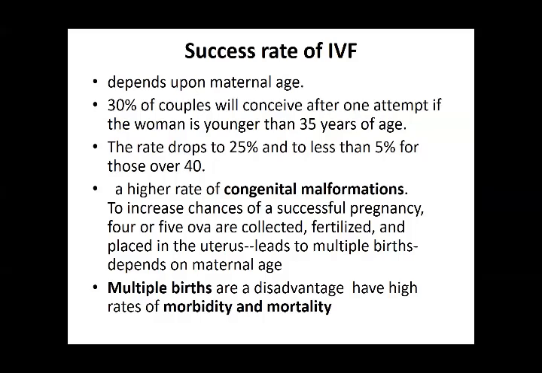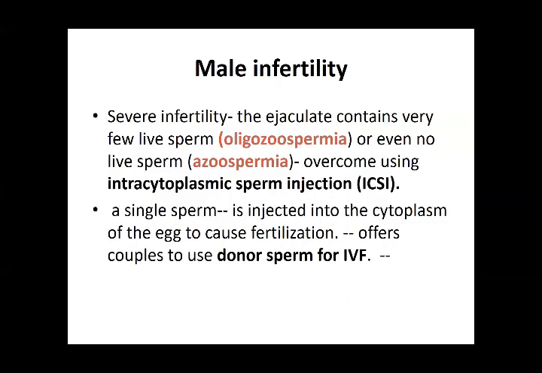Success rate: depending on maternal age, 30% or more will conceive with one attempt if younger than 35, and the rate drops to 20% or less if over age 40. More chances of congenital malformations are there. Multiple births are a disadvantage, with a high rate of morbidity and mortality. Male infertility: oligospermia is few live sperms, azoospermia is no live sperms. That is the reason of infertility.